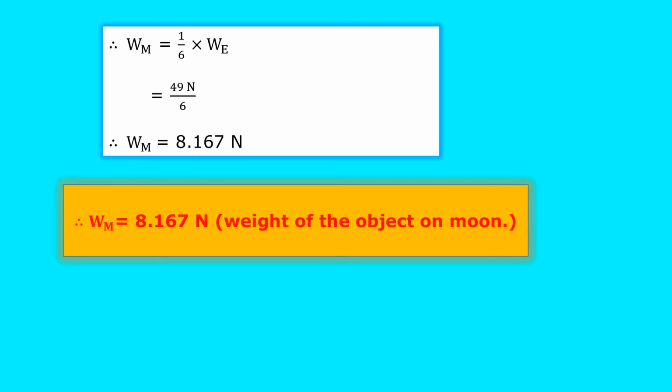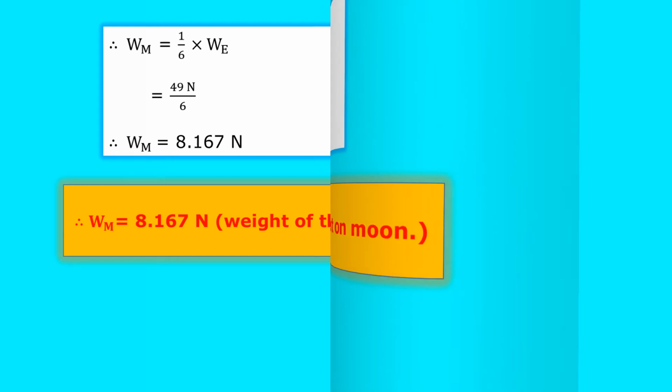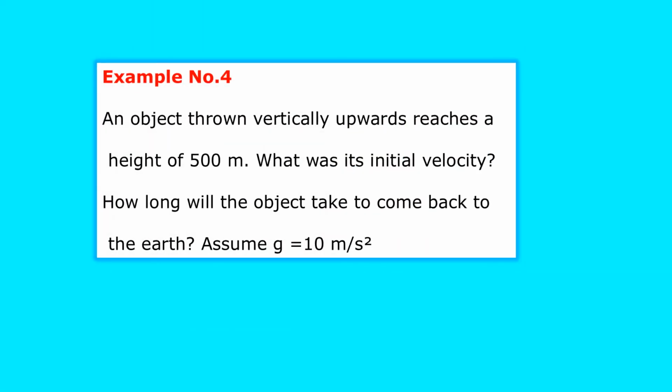Now here we have to calculate the weight on the moon. So Wm is equal to 1 upon 6 into We. So that is equal to 49 Newton upon 6. So therefore Wm, that is the weight of the object on the moon, is equal to 8.167 Newton. I hope, children, it is clear to you. Let us see the next example, children.